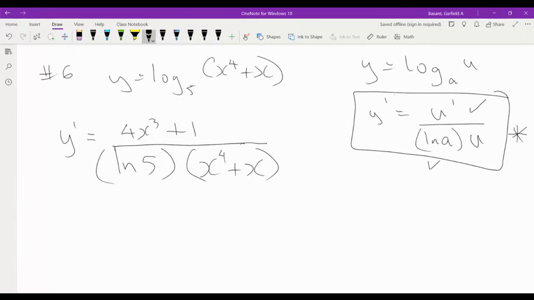All right, so 4x to the third plus 1 over the ln of 5. All right, sounds good.